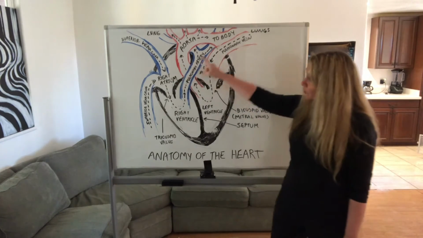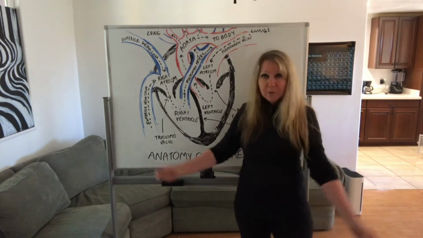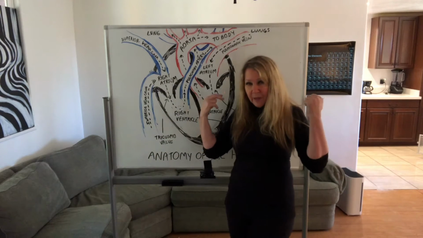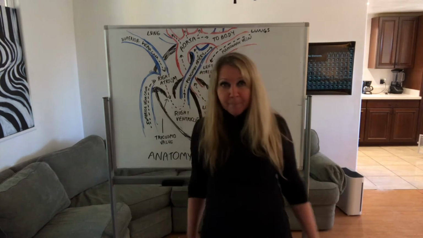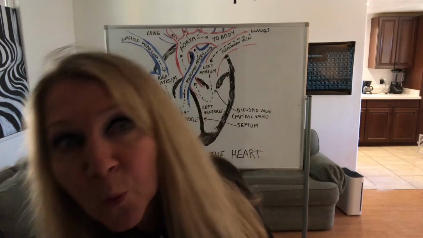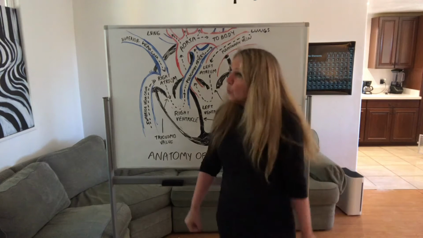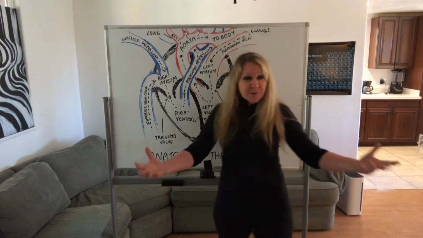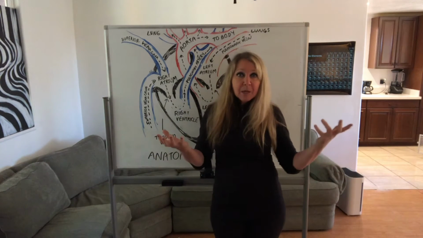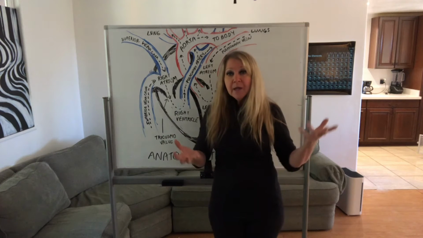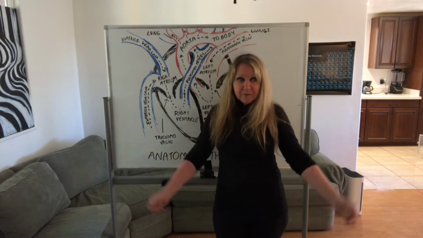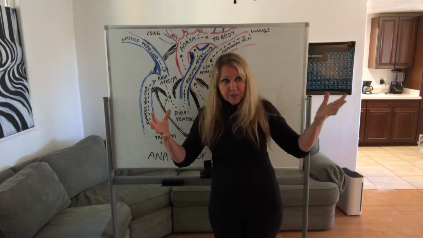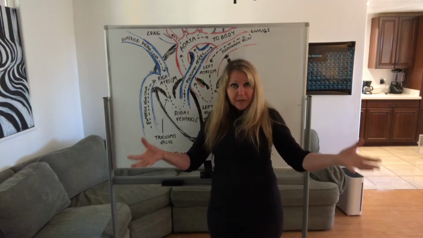So here we have the four main chambers, and we're going to go through these chambers and talk about the blood vessels that carry blood through the heart. So our circulatory system is made up of our heart and lots of blood vessels. And the blood vessels are used to carry blood through our body.